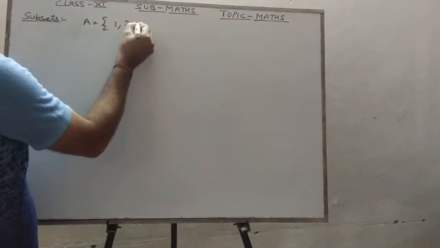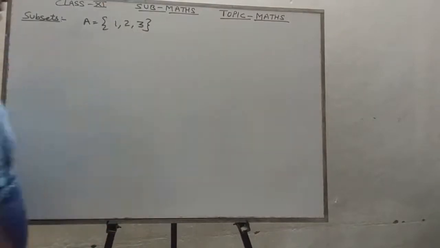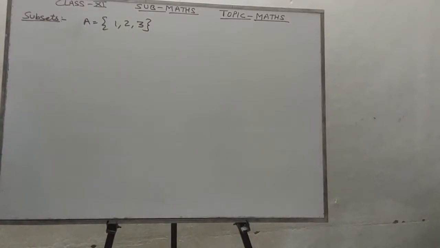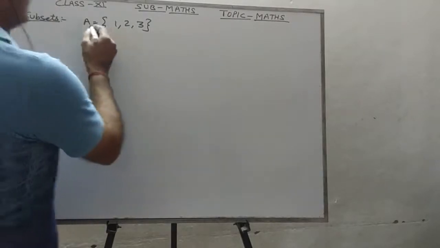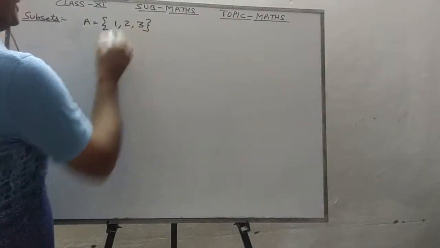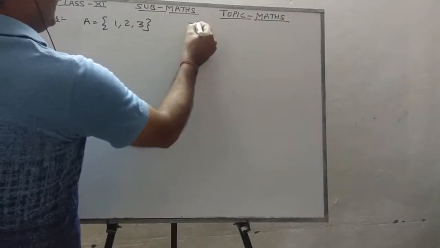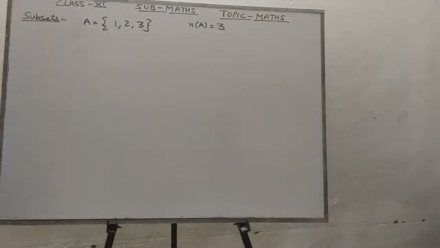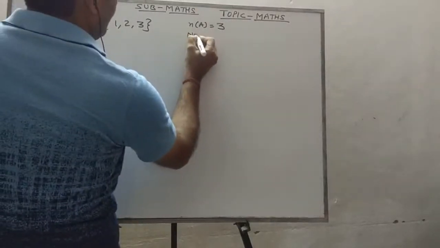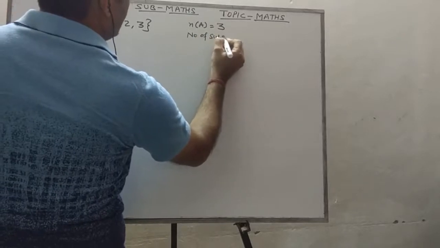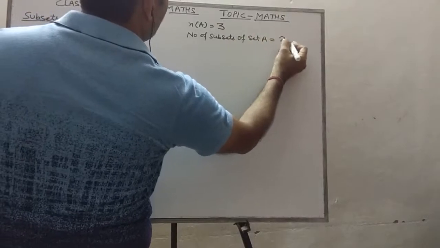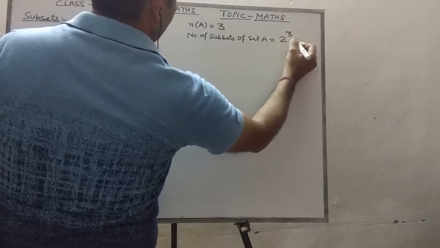So we have set A, and its elements are 1, 2 and 3. Now firstly we will talk about how many subsets it may have. If we write the elements 1, 2 and 3 here, then we say the number of elements in set A is equal to 3. So the number of subsets of set A will be 2 raised to the power 3, which means 8.